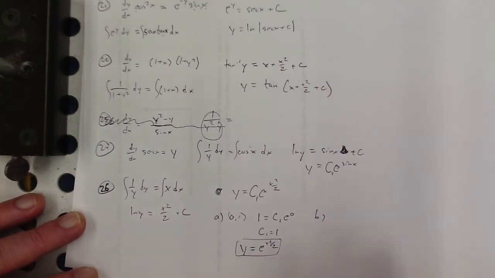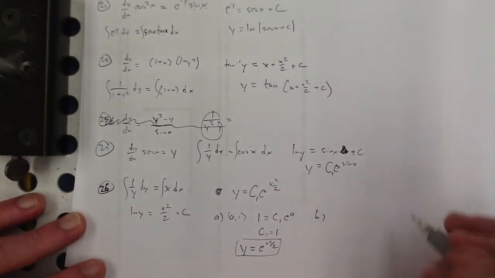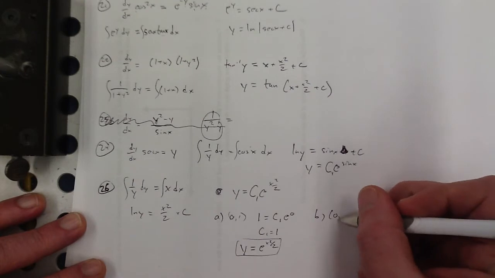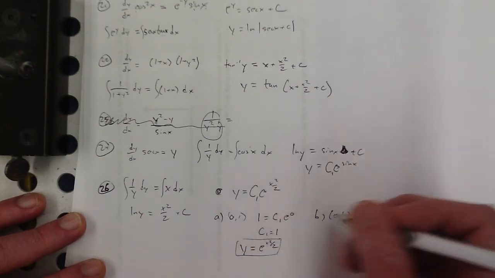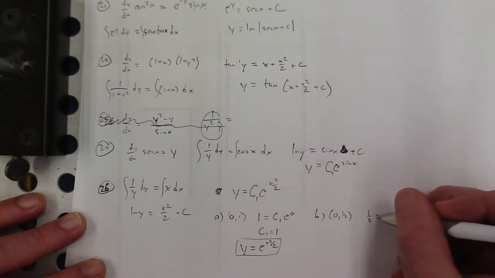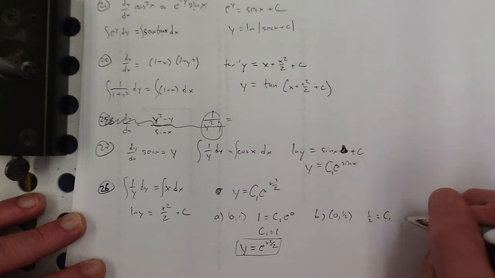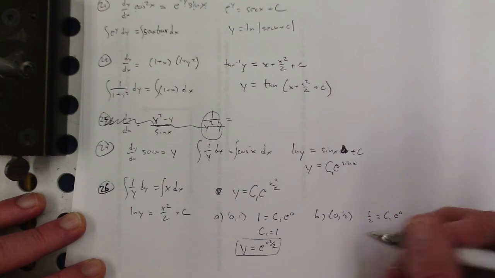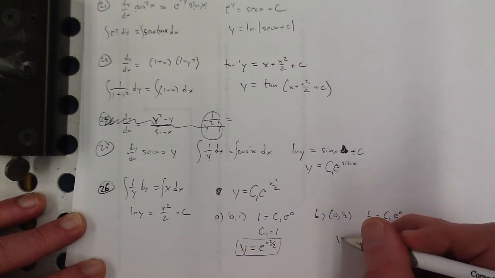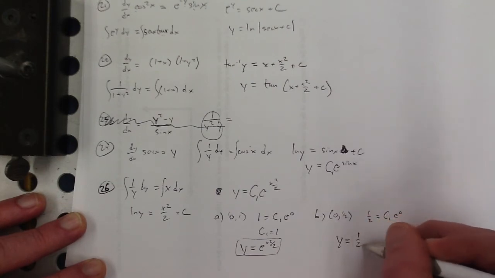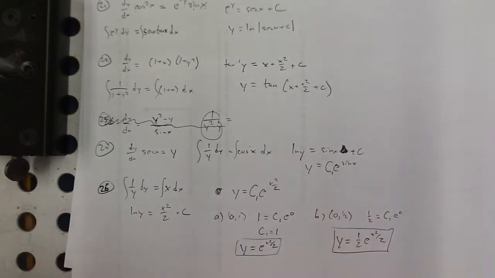For b, y of 0 is 1/2, so 1/2 is equal to C1 times e to the 0, so the C1 is just 1/2. So there's my two particular solutions that go through those two given points.